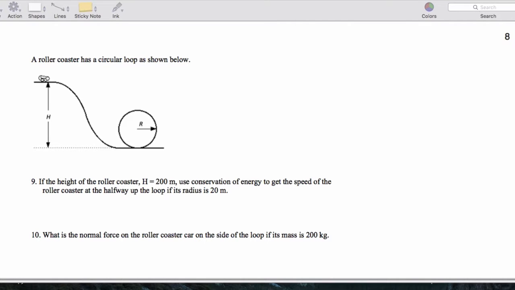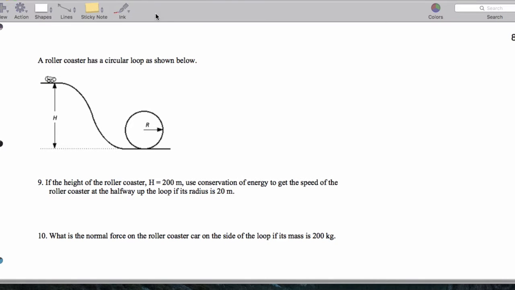All right, I wanted to make sure that we got the problem to the third page. So we're doing things a little bit differently here. We have this roller coaster. It's got a height of 200 meters, and we want to use conservation of energy to get the speed of the roller coaster halfway up the loop. So it's actually making it only to here. Let's be clear that the height here is equal to the radius.